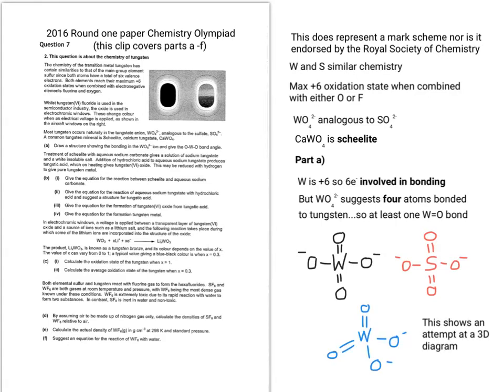So what I suggest is doing it something like that, because that at least shows them that you're attempting to do a 3D diagram. I know it's probably quite difficult to visualize how you might use wedges and dotted lines if you have a double bond, but at least that gets a sense of what a tetrahedron looks like. Okay, so let's move on to part B.